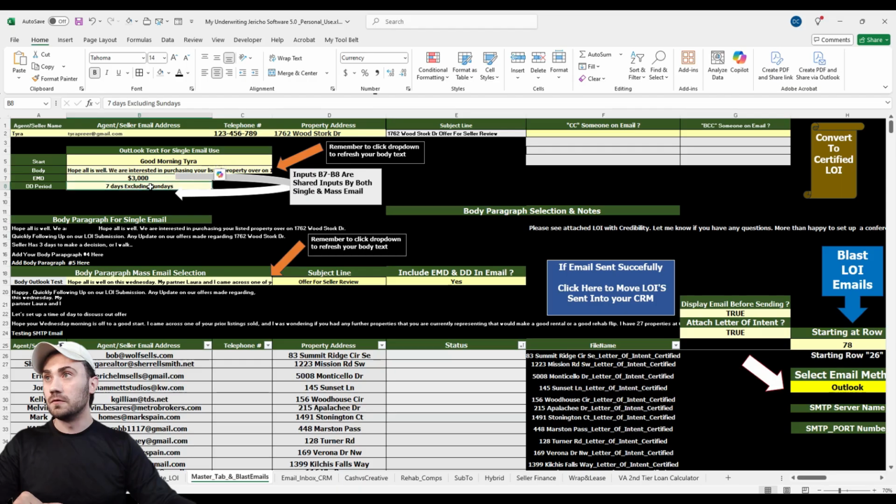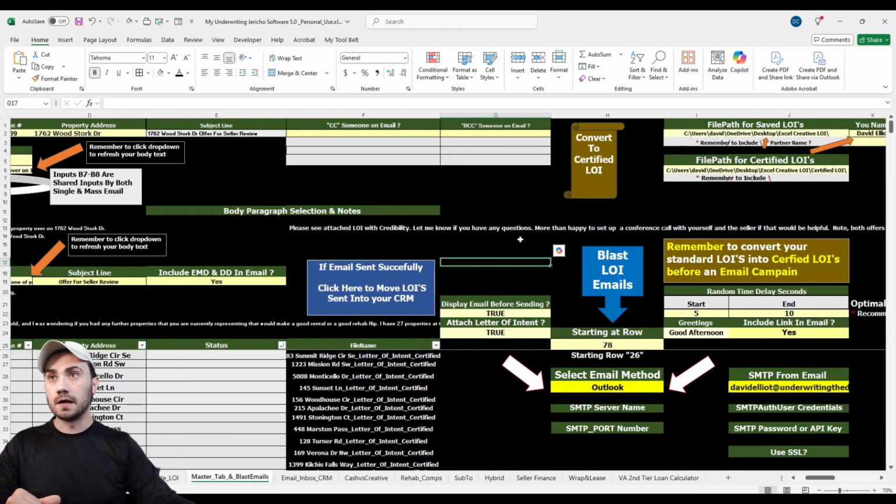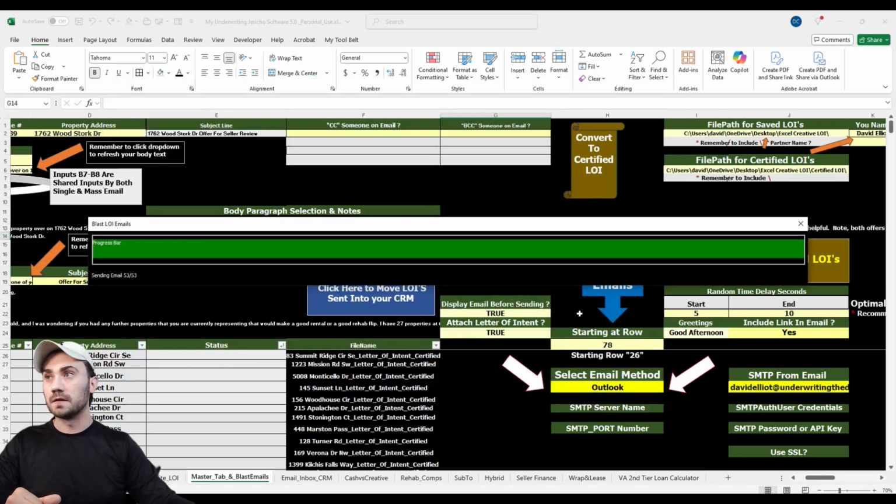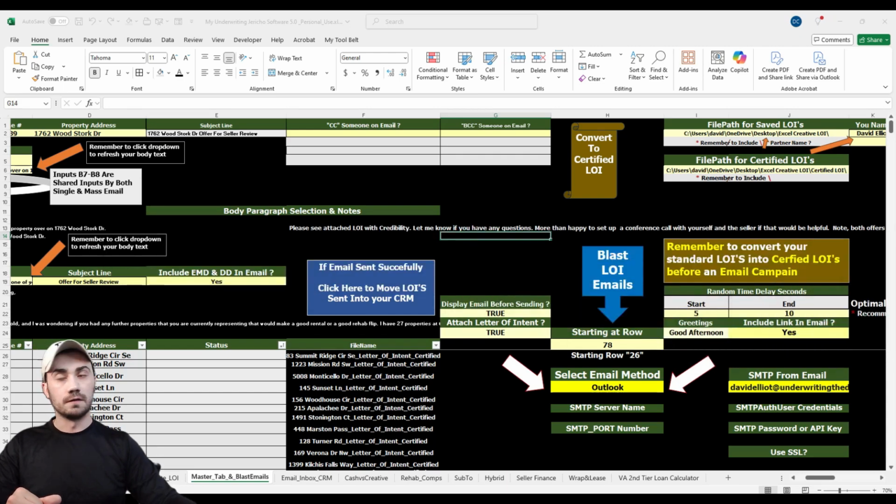The EMD and due diligence period is also changeable. For the massive email campaign that we're going to do right now, I have it set as a default for $3,000 for EMD and 7 days due diligence excluding Sundays. So those are my default standards. Now I want to look at the LOI email before it gets sent out. So I'm going to set the display to true. I'm going to click on the blast email. You'll get a progress bar here letting you know where it is in terms of sending out that LOI email.